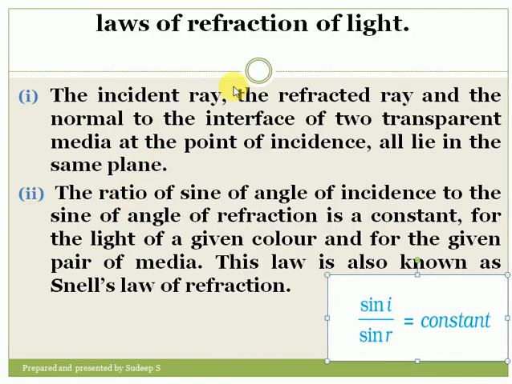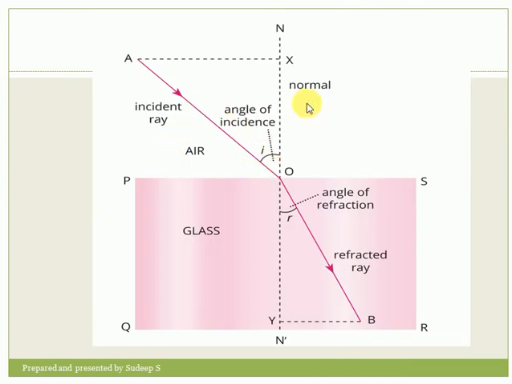The refraction of light going from one medium to another takes place according to two laws of refraction of light. First law states that the incident ray, the refracted ray, and the normal to the interface of two transparent media at the point of incidence all lie in the same plane. For example, if you observe this diagram, the incident ray AO, the refracted ray OB, and the normal NM' all lie in the same plane.